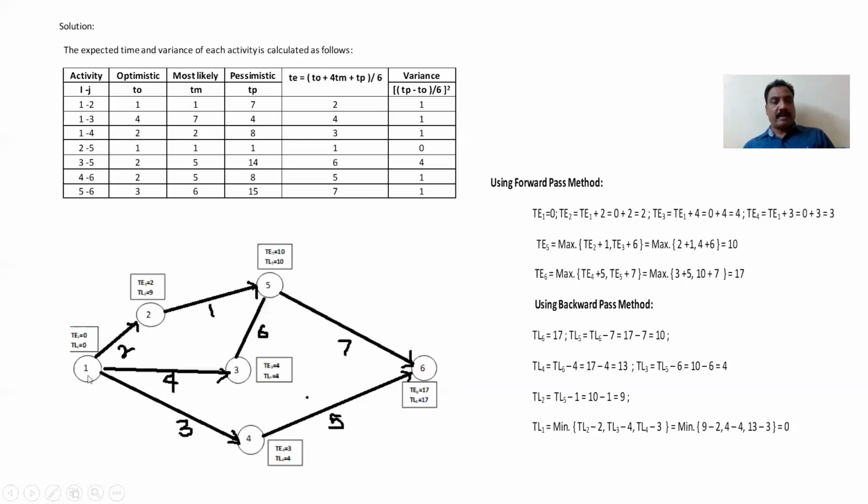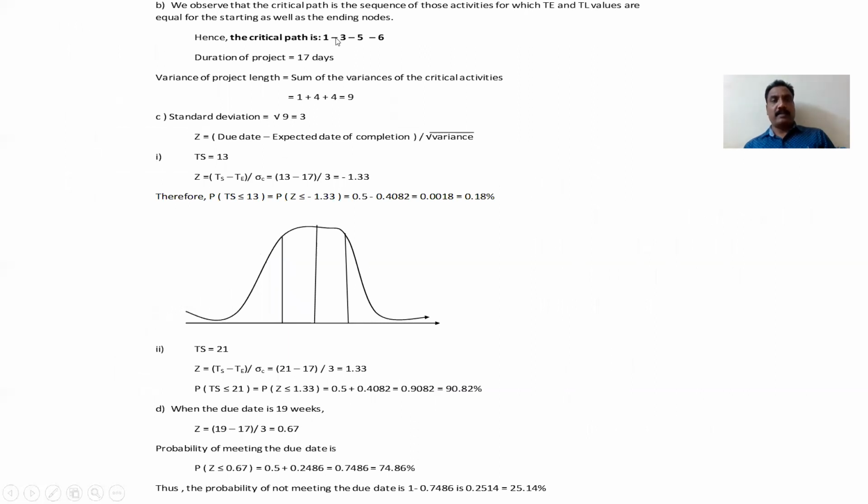This is one. Another one is next. You can go to this 3, then this, then this one. That is 1 to 2, 2 to 3, 3 to 5, 5 to 6 is a critical path. So now you have to find out what is the duration of the variance.